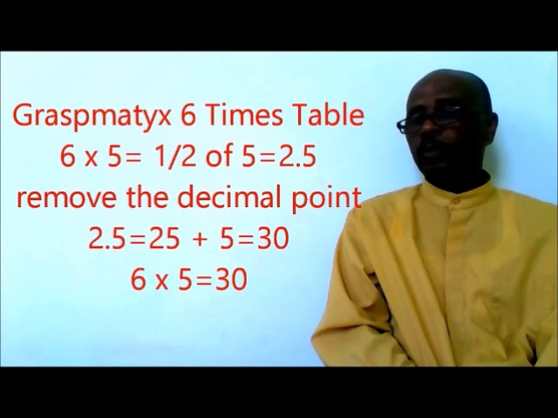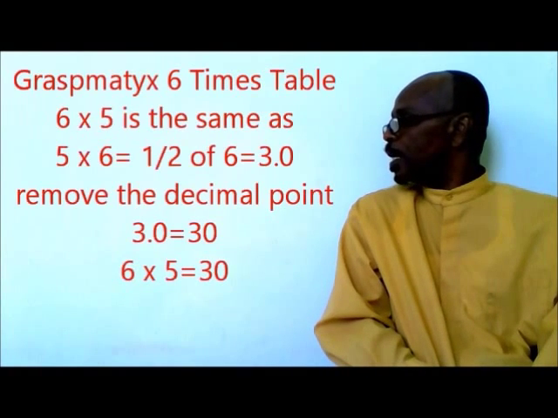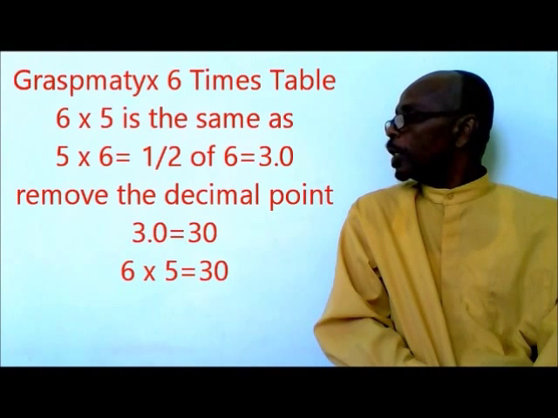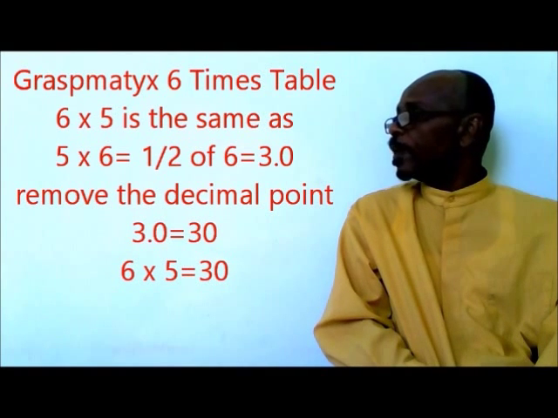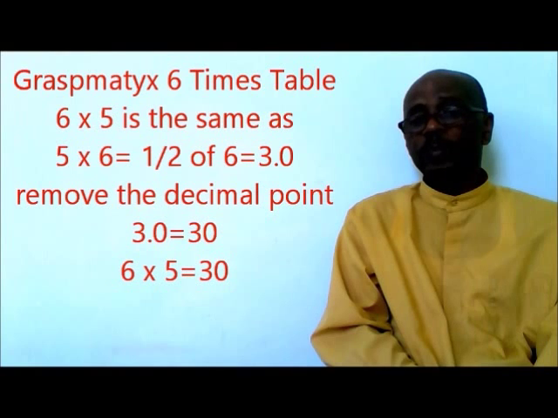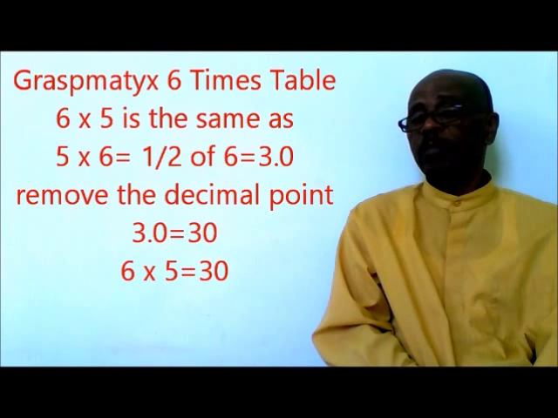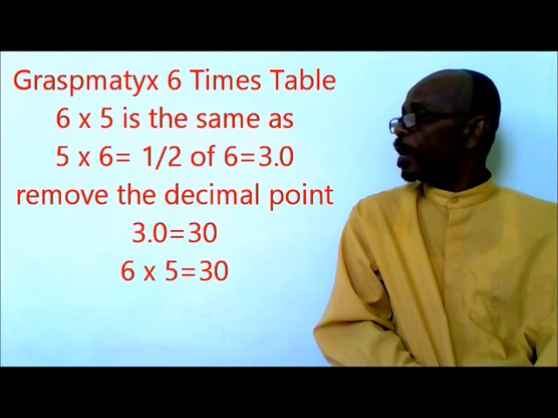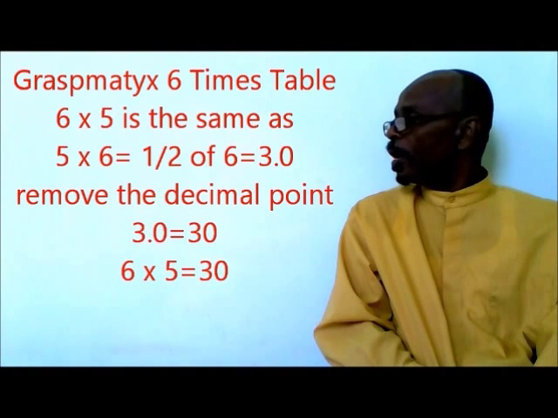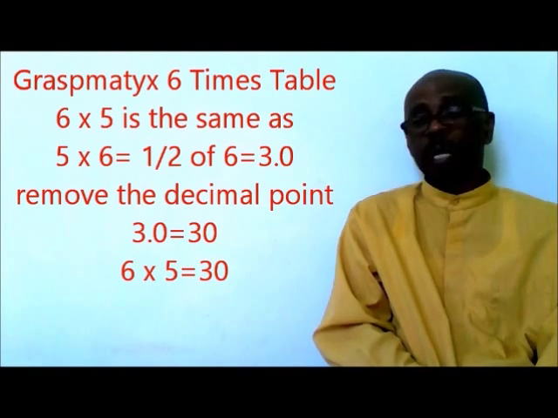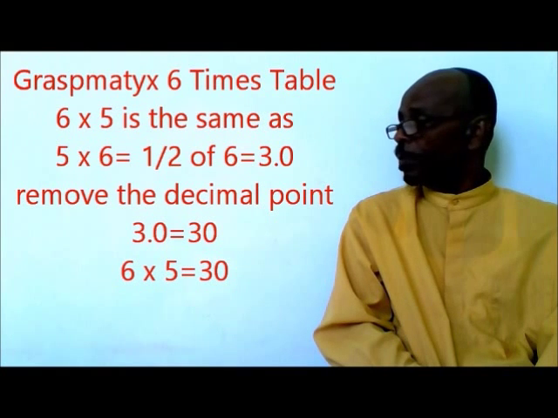The other approach is the reverse. 6 times 5 is the same as 5 times 6. For example, look at it, 6 times 5 is now like finding 5 times 6. Let's find the half of 6. What is the half of 6? According to yours truly, Dr. Yates, since 6 is an even number, the answer will end in 0.0. So we say the half of 6 would be 3.0. I remove the decimal point, and what do I get? Same answer, 3/0.